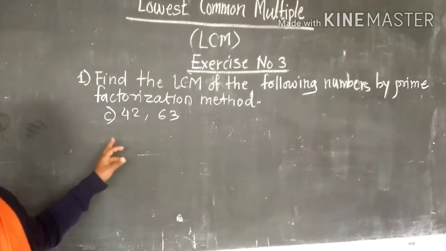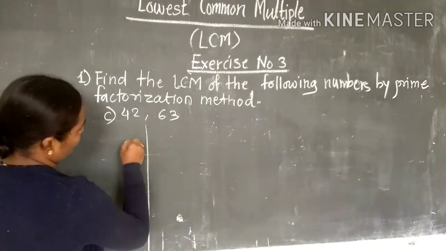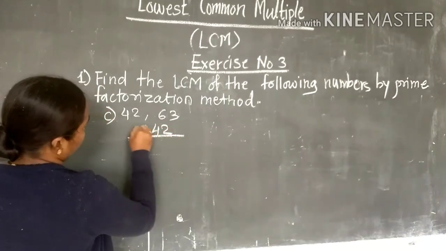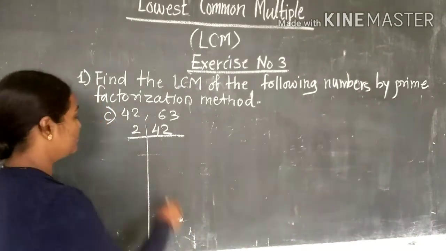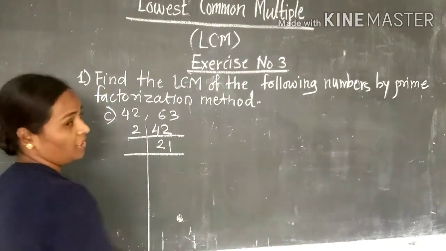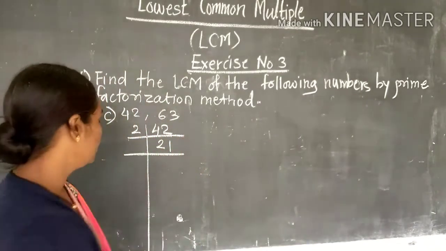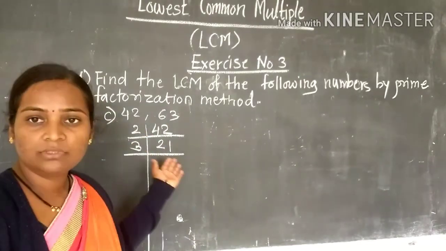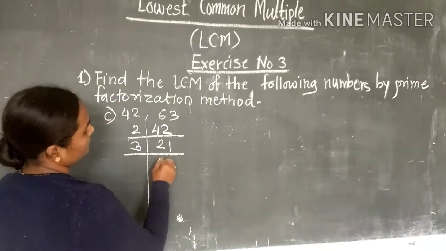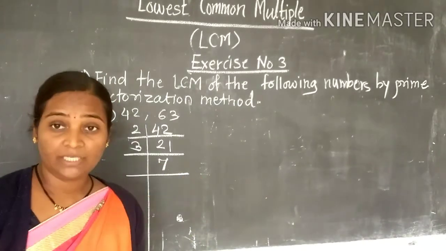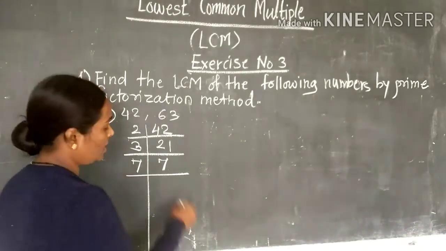Now here is the next example, 42 and 63. Let's take 42, divide by 2. 2 2s are 4, 2 1s are 2. So we got 21. 21 is not divisible by 2, so we have to take 3. So count the 3 table up to 21. What will be the answer? 7. 3 7s are 21, and 7 can be divided only by 7. So 7 1s are 7.